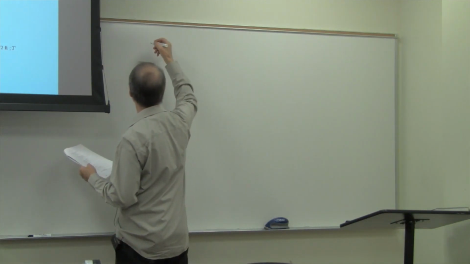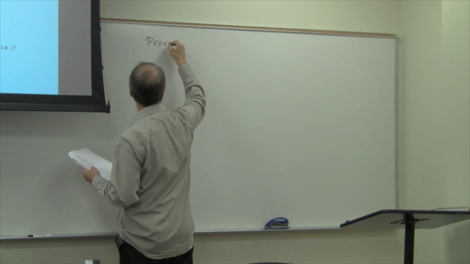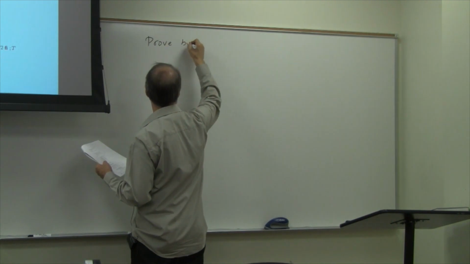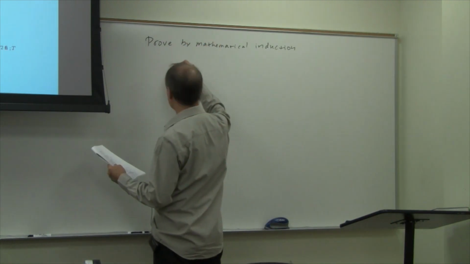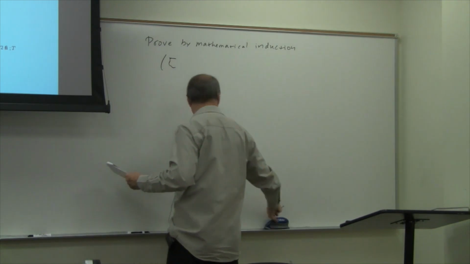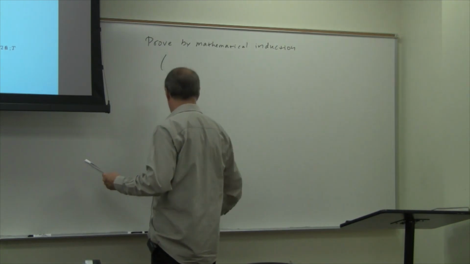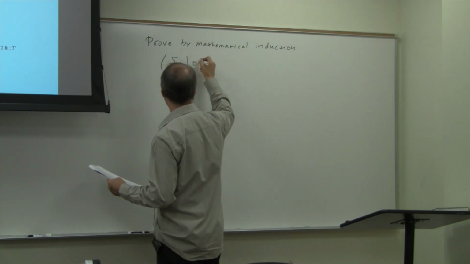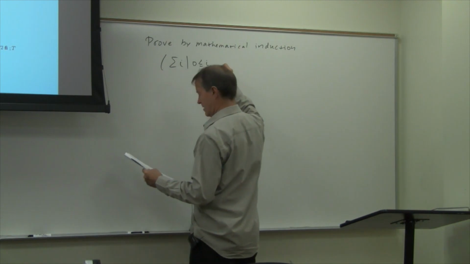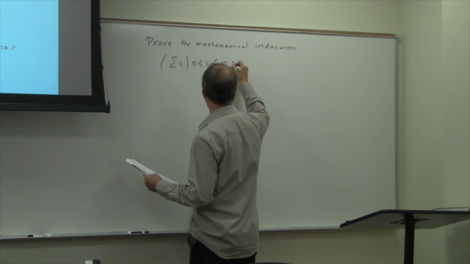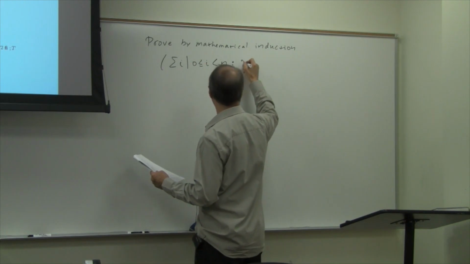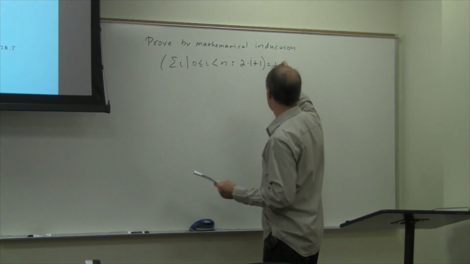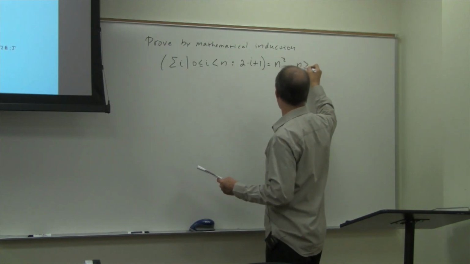So let's prove by mathematical induction, let's do just a few of these. The sum over i, 0 less than or equal to i less than n, of 2 times i plus 1, equals n squared, for n greater than or equal to 0.